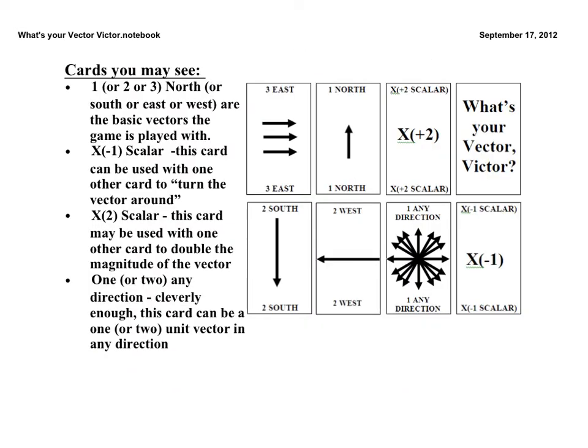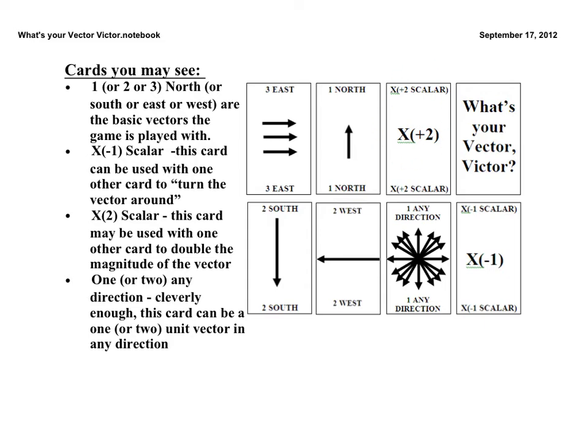So the cards you're going to get look like this. You have a lot of different options here. You do have, for example, this one here, you've got the direction, which is 3 east, east being the direction, the magnitude being 3. So this is a vector that represents 3. So you have the 3 arrows there. Again, you can also have vectors that represent north or south. So here's 1 north. Okay, what I'm more interested in showing you here is the scalars.